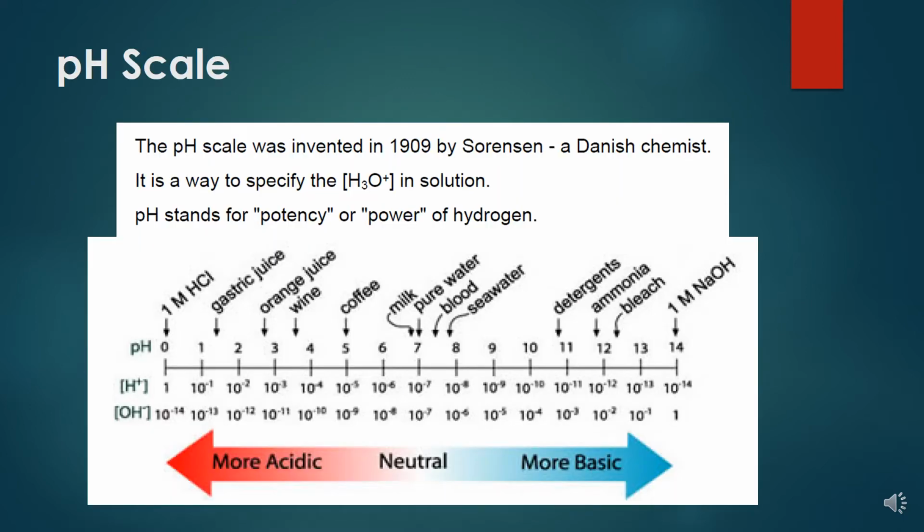Okay, first, the pH scale though. Why do we use a pH scale? It's been around and we've been using it for the past 110 years. It was invented by Sørensen, who was a Danish chemist, and it's a way to specify the concentration of hydronium in a solution. pH stands for the potency or the power of hydrogen.